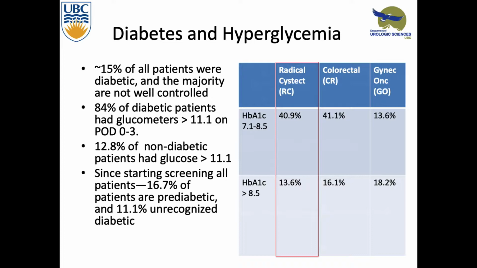12.8% of non-diabetic patients had glucose readings that would make them be considered diabetic. Since starting screening all patients, 16.7% of patients were diagnosed as pre-diabetic and 11% diagnosed as diabetic that were unrecognized. And if you look at hemoglobin A1Cs of patients, 40% are between 7 and 8.5 and 13% above 8.5, so horrible control.